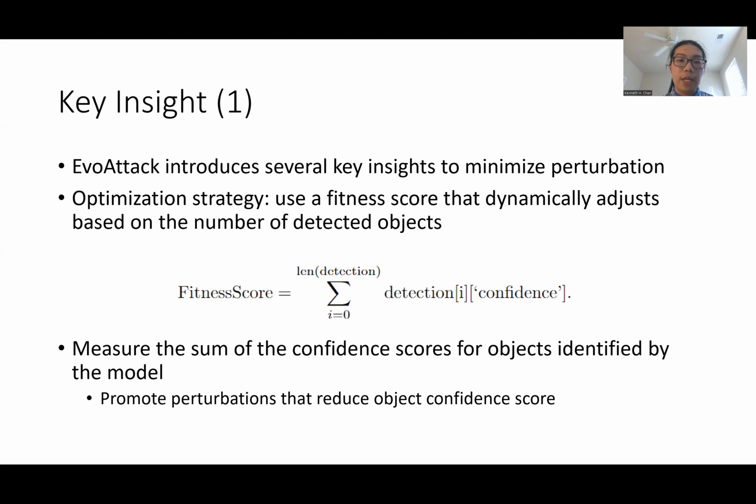Additionally, we have the advantage that when we successfully remove one object from the adversarial example, this fitness score will adjust itself dynamically to remove that element from the fitness score.